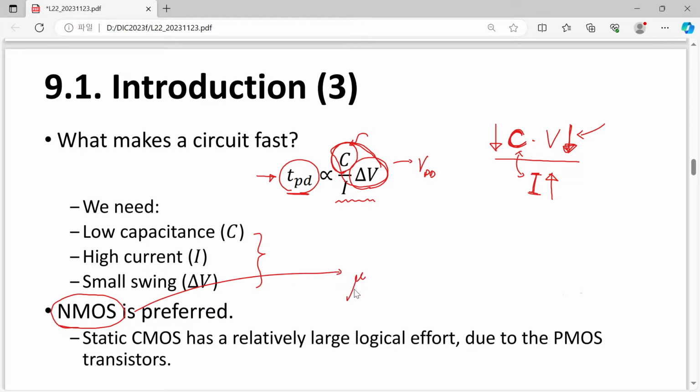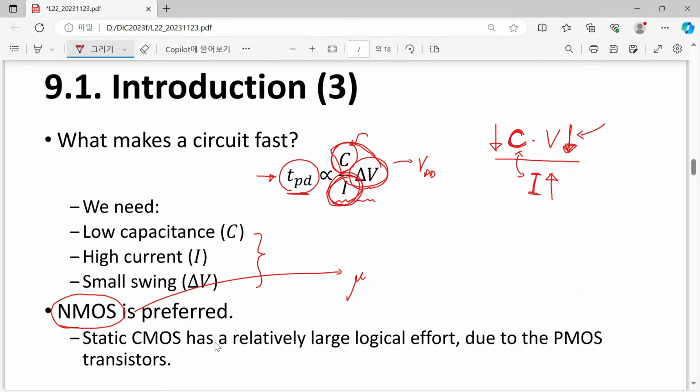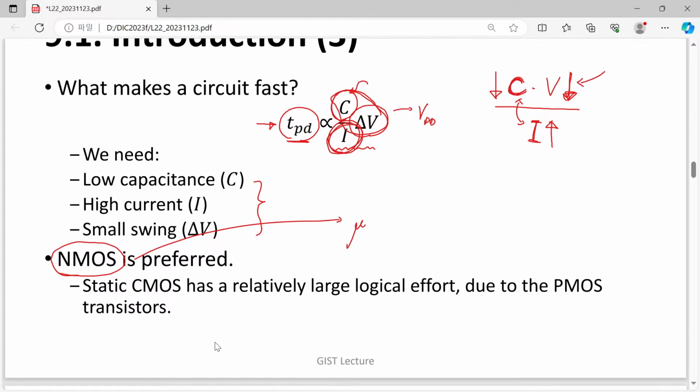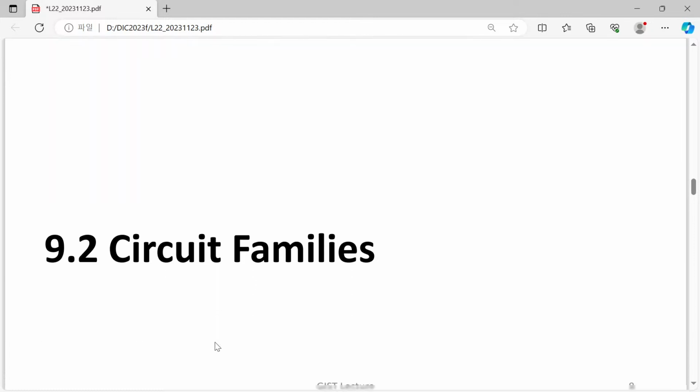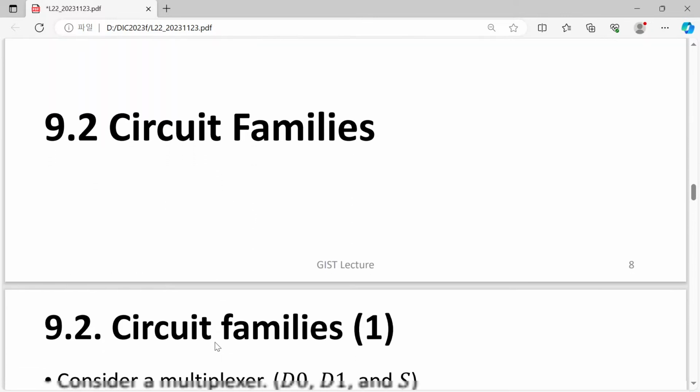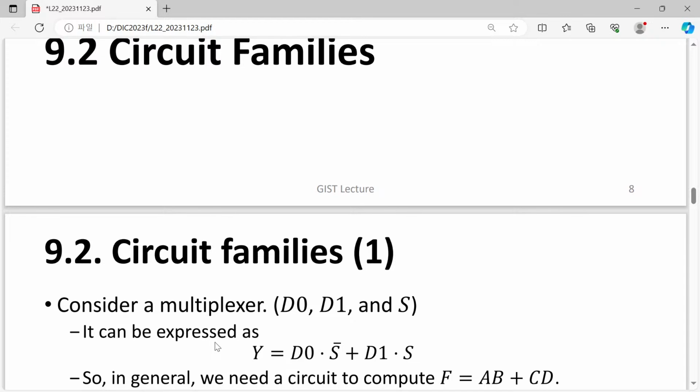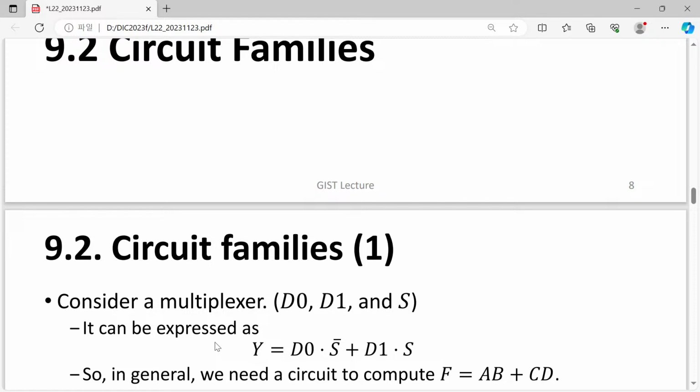So if we wanted to use fast circuit, high speed circuit, then usually we wanted to increase the current, and NMOS is much more preferred than PMOS. Okay, so we wanted to do it in the next lecture, and today's lecture is just devoted to some additional topics about static CMOS.